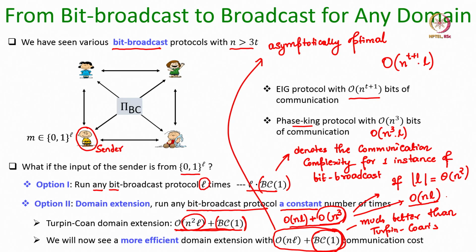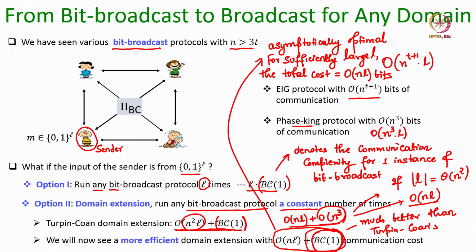That means, asymptotically I can claim that for sufficiently large L, the total cost will turn out to be order of n times L bits, because whatever is the additional term coming due to the bit broadcast instances will be subsumed asymptotically in this order of n l expression.